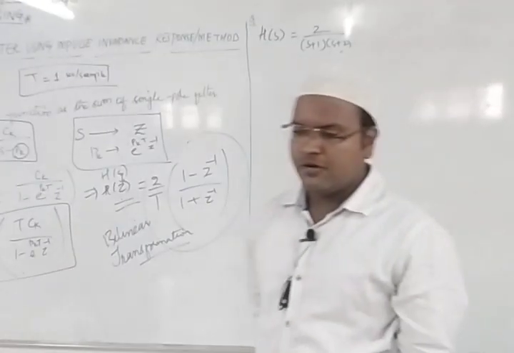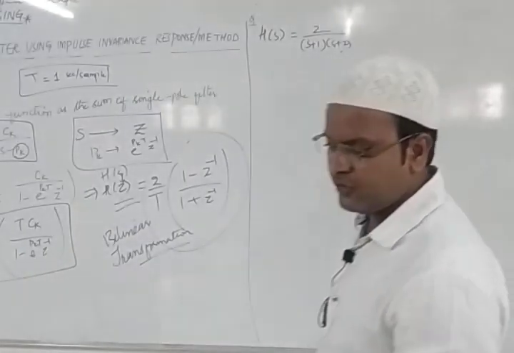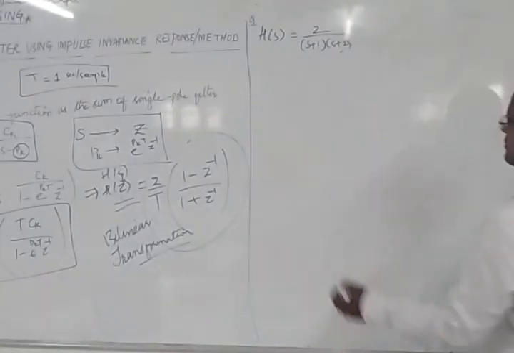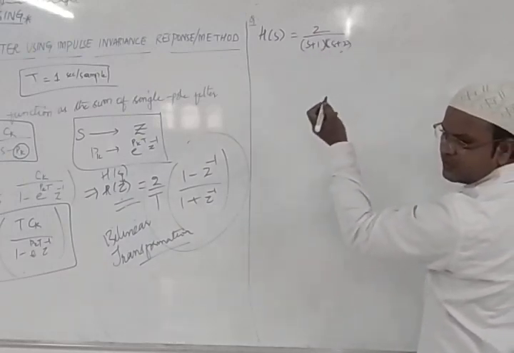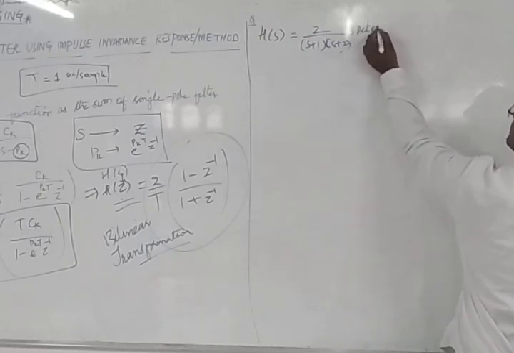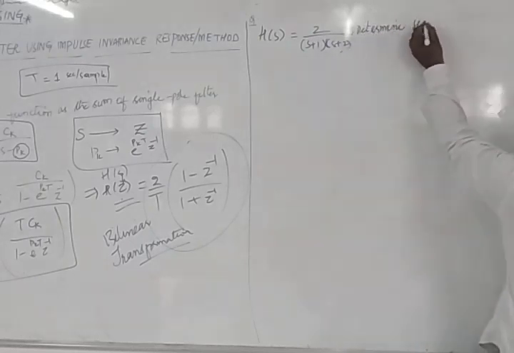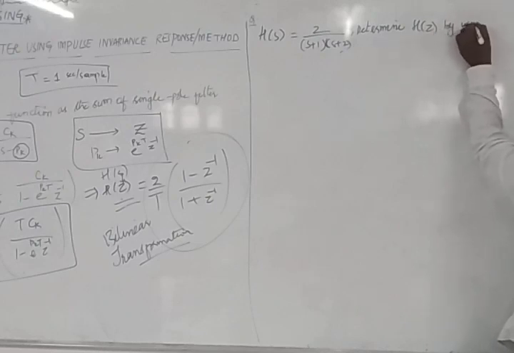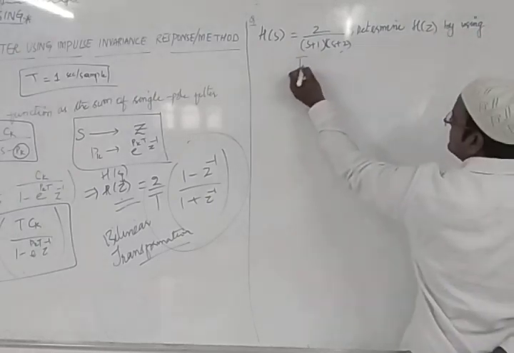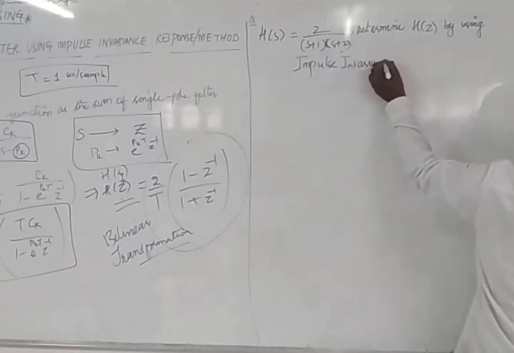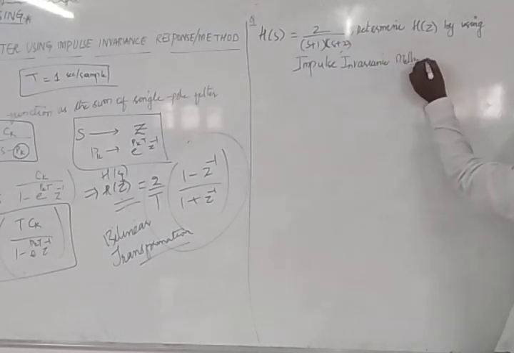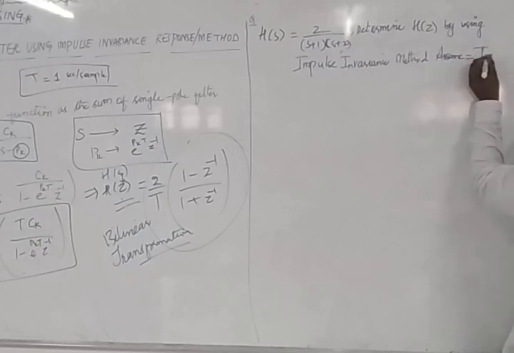Analog transfer function H(s) is given. Determine H(z) using the impulse invariance method. Assume T is equal to 1 second. So we need to find the transfer function, or directly, determine H(z) by using the impulse invariance method. Assume T is equal to 1 second. So they mention these questions, students.